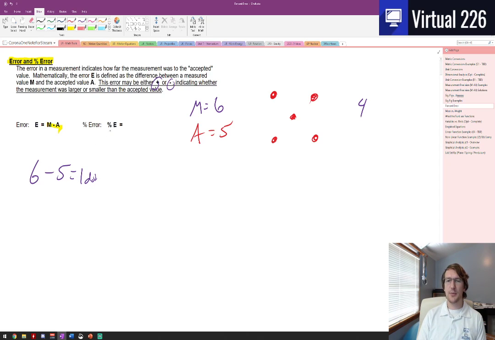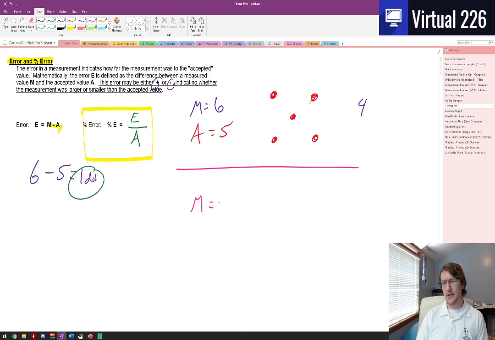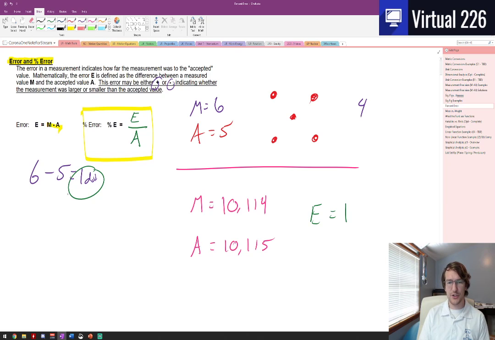To find a percent error, you just take the error itself, whatever you calculated here, and then divide it by the accepted value. And the percent error is normally for us a little bit more useful than the error itself. The percent error gives us a better idea of how close we were in the scheme of the actual accepted answer. For instance, let's say there were dots on the screen and we counted for our measurement 10,114, and the accepted value was 10,115. Well, our error here would still be 1, just as it was before.